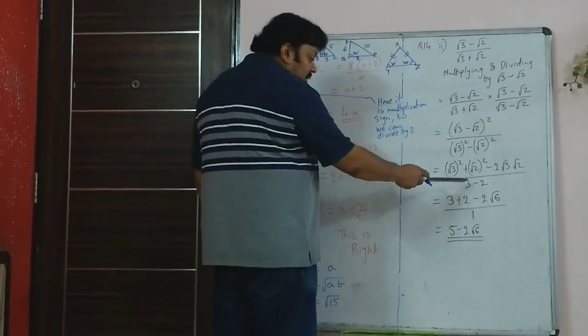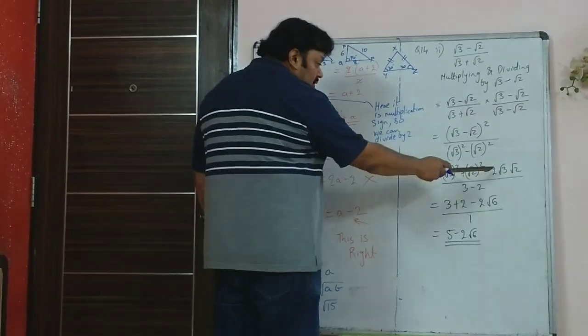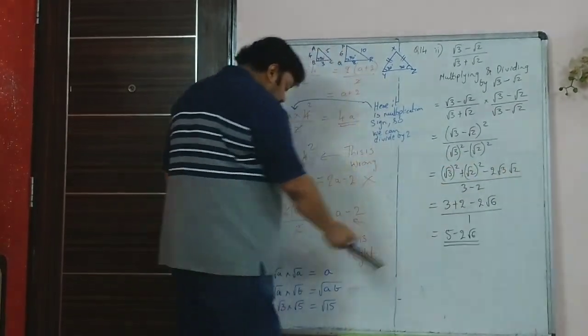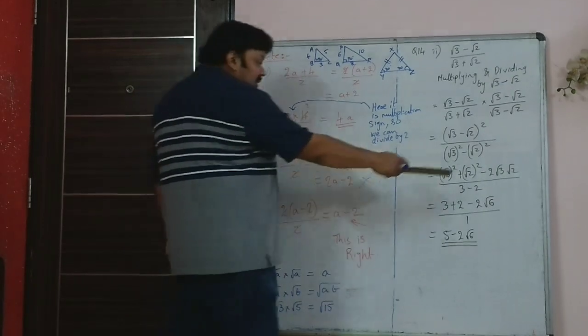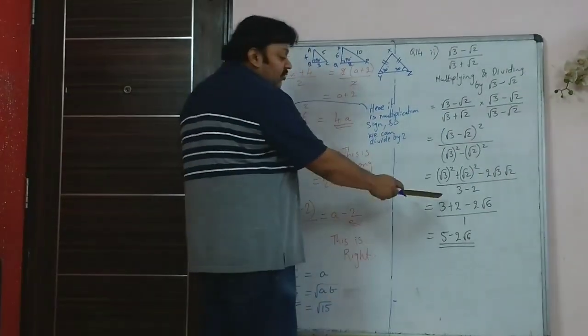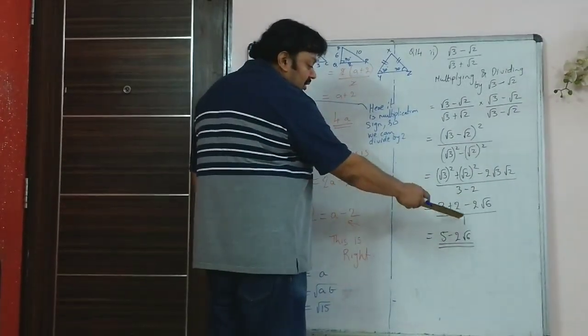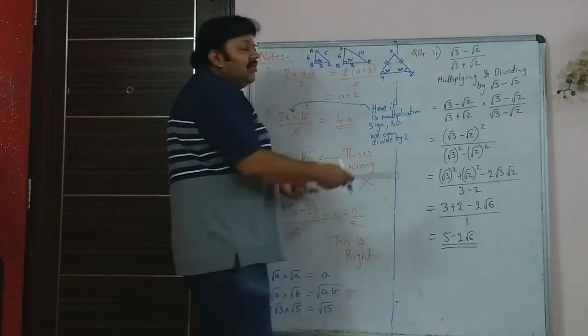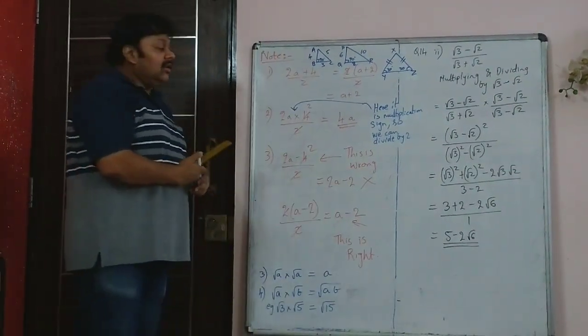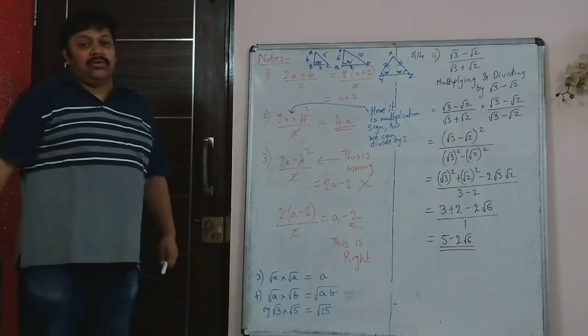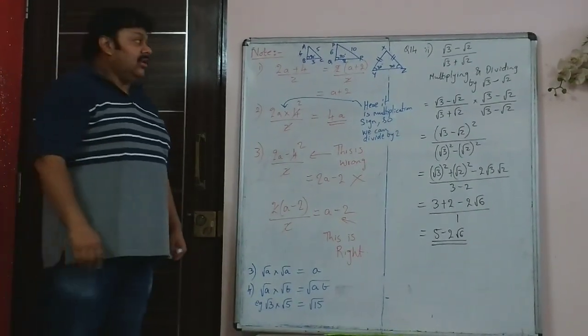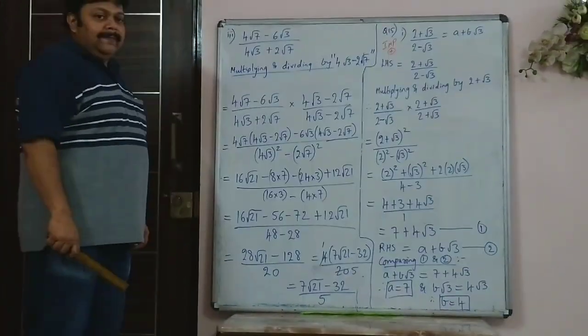Numerator 3 plus 2 minus 2, using this logic, this is root 6. So 5 minus 2 root 6 upon 1. So you have rationalized the denominator. In the denominator there is nothing known as root there. No root term is there. So we go on to the third part.